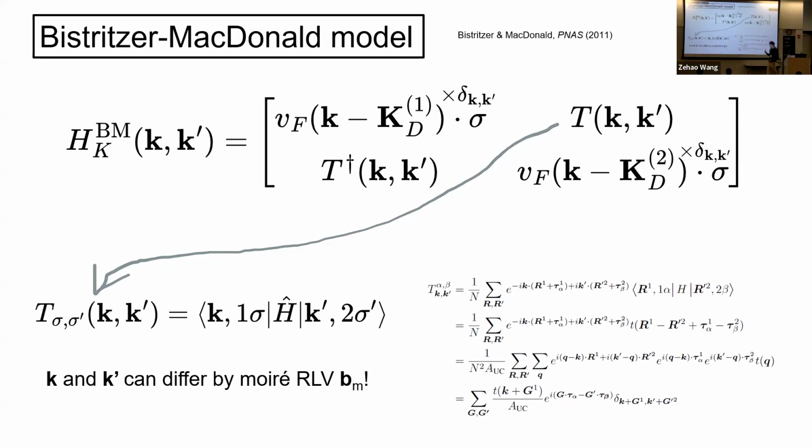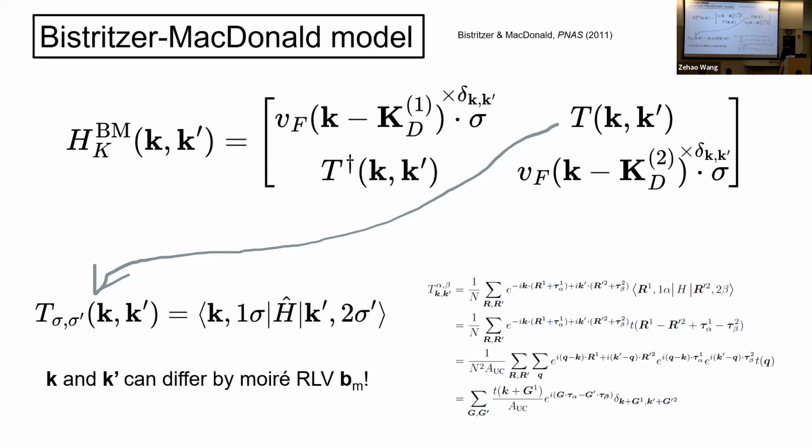So clearly, the moiré pattern is fundamentally an interlayer phenomenon, right? So clearly, this tunneling matrix should be sensitive to the interlayer physics, to this moiré pattern. So basically, this shouldn't conserve momentum. And indeed, it basically breaks momentum conservation up to a moiré reciprocal lattice vector Bm. So basically, K and K prime can differ by some moiré reciprocal lattice vector.